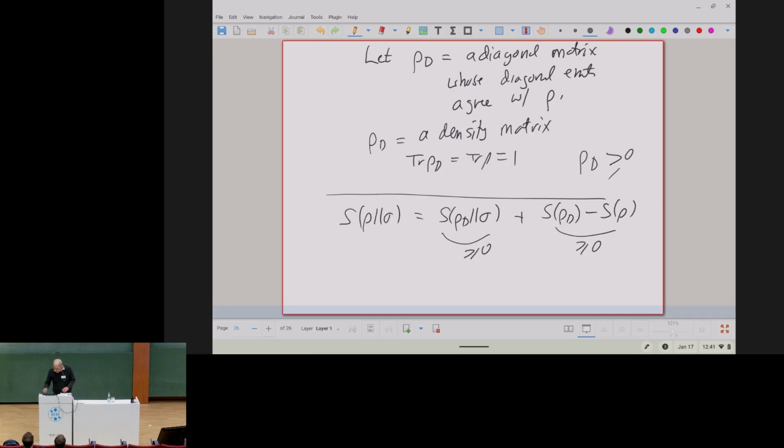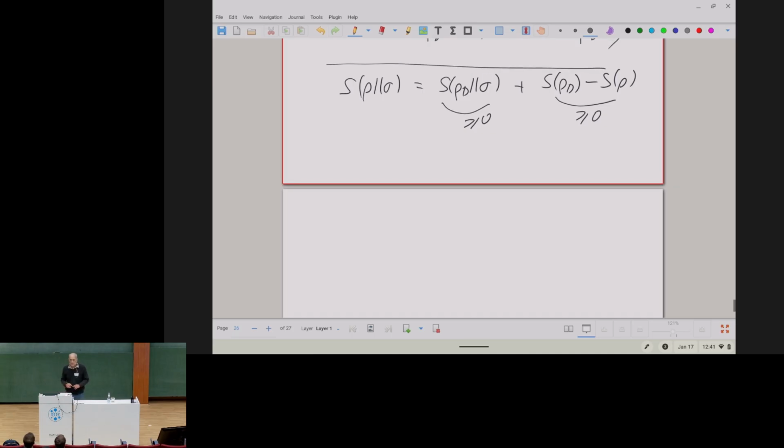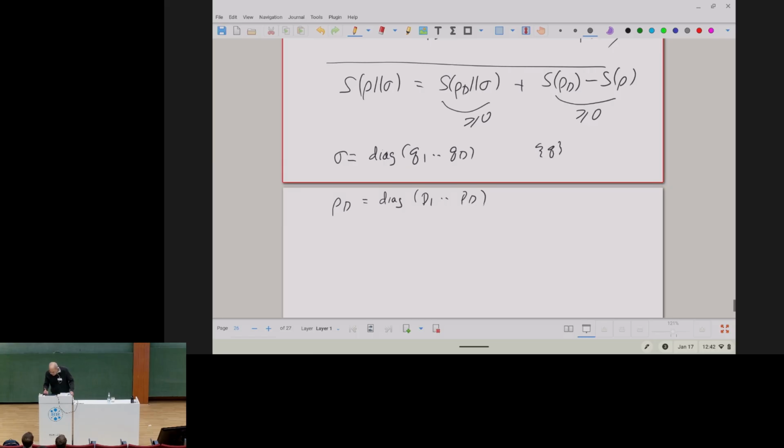So first of all, since rho d and sigma are both diagonal, let's say sigma is a diagonal matrix whose diagonal elements I'll call Q1 up to Qd, and rho d is a diagonal matrix whose diagonal elements I'll call P1 up to Pd. So you can think of the Q's and P's as probability distributions. They're non-negative and they add up to 1. So these are classical probability distributions.